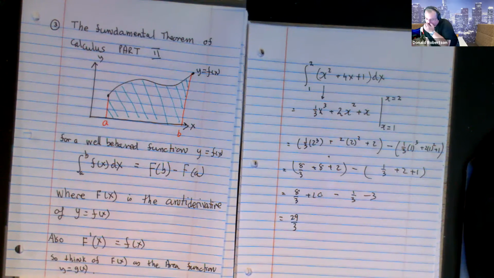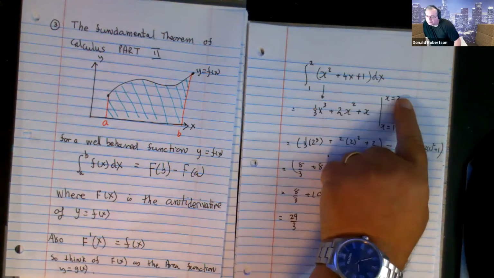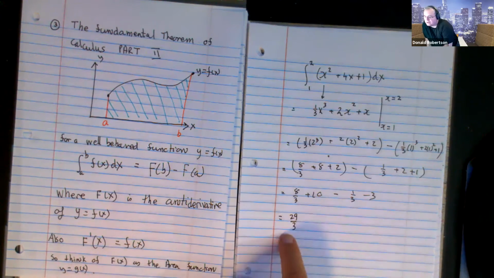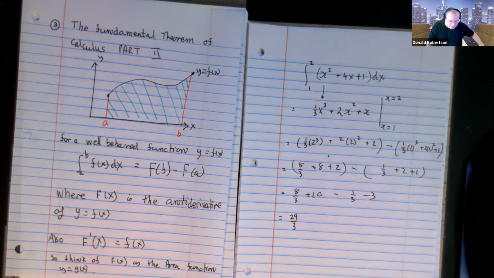Are we comfortable, provided I managed to do that in my head correctly? Are you comfortable about the mechanics now of getting an area under a curve? Find the antiderivative, plug in the top number, plug in the bottom number, subtract the two answers, and then make it look pretty. In this case, that looks pretty.